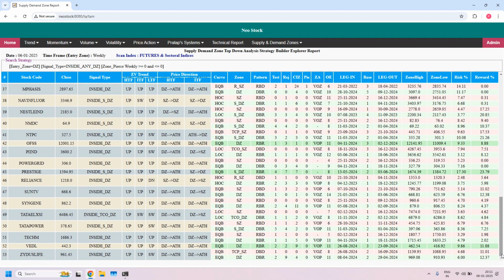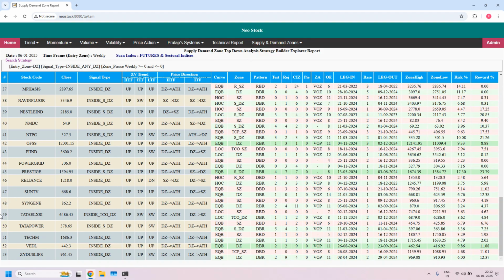53 stocks are there. Currently price closed in the weekly demand zones. Imagine if all these weekly demand zones are violated, what will happen? Immediately the trend will change. Some of the trends are sideways, some are uptrend. Uptrend will become sideways, sideways trend will become downtrend. So these zones will decide the future of market movement. Okay. Next.